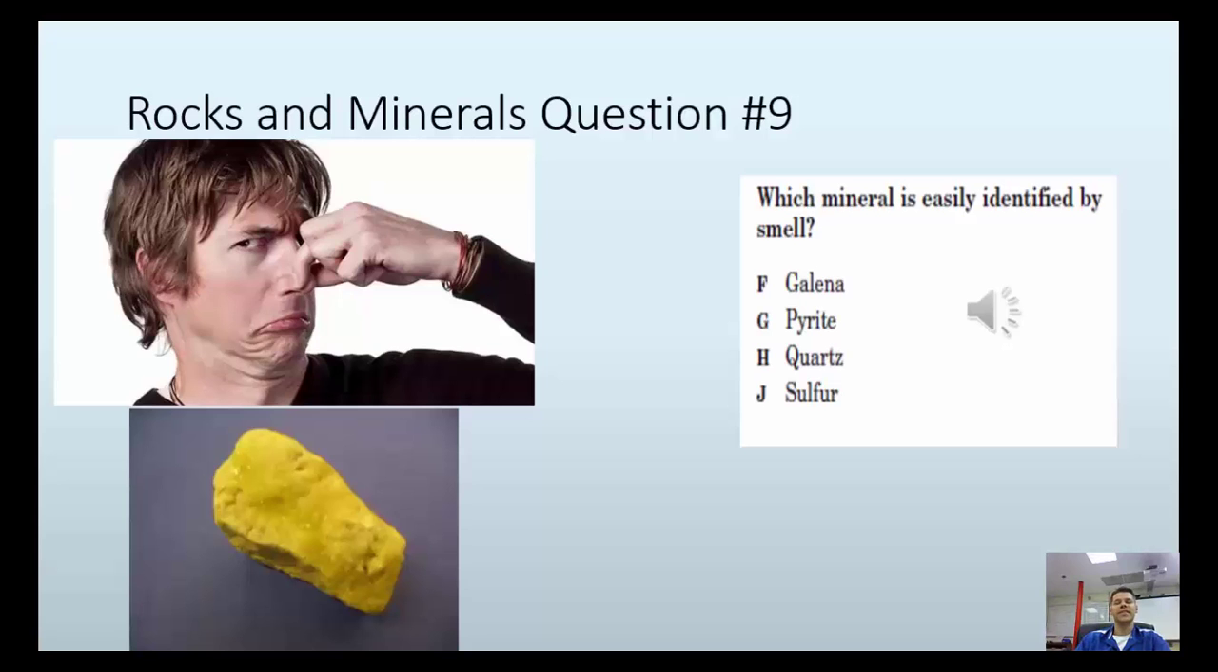Which mineral is easily identified by smell? Well, most people feel that this yellow mineral right here smells a lot like rotten eggs. And this yellow mineral, if you remember from class, is J, sulfur. It's used very commonly in fireworks, so if you notice the smell of fireworks, it's kind of the smell of burning sulfur. It does have a very distinct odor to it. Hopefully you remember that.